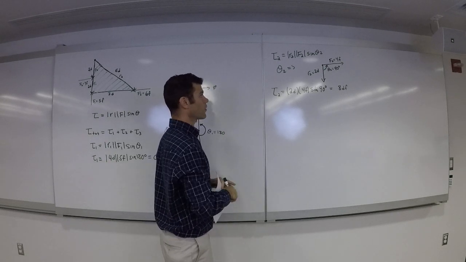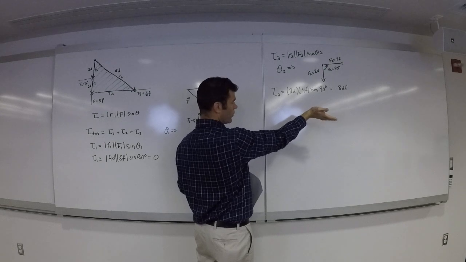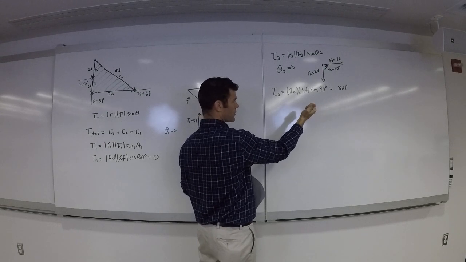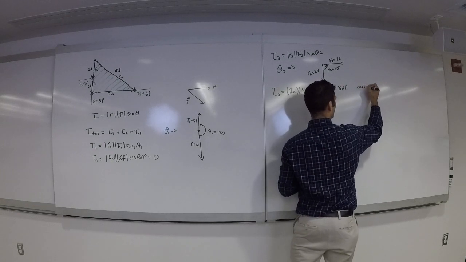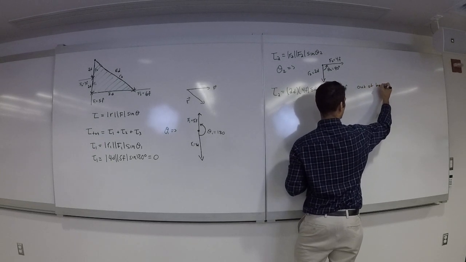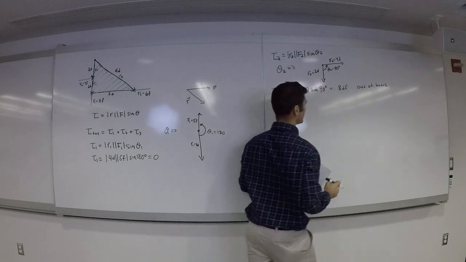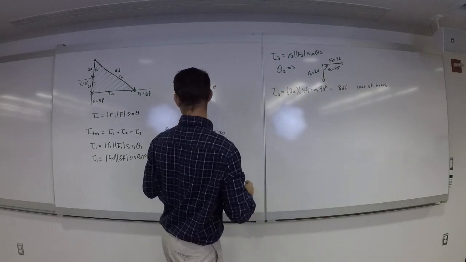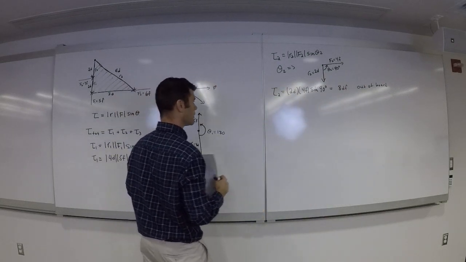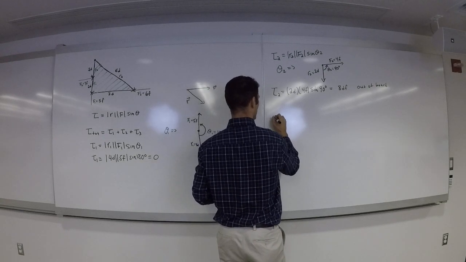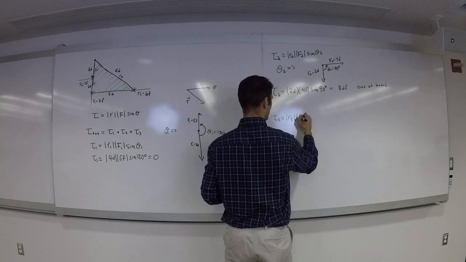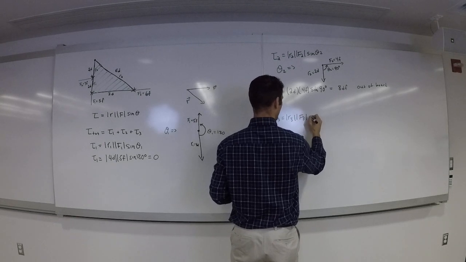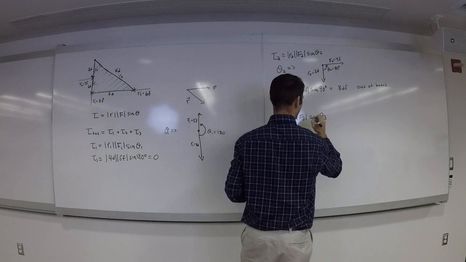And as we said before, when we curl using the right hand rule, curl in the counterclockwise direction is going to be going out of the board. So we have positive 8 out of the board. Now for torque number 3: magnitude R3, magnitude F3, sine of theta 3.